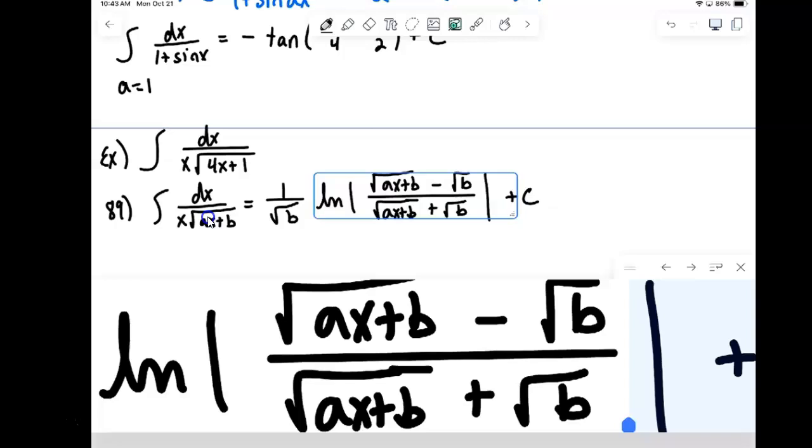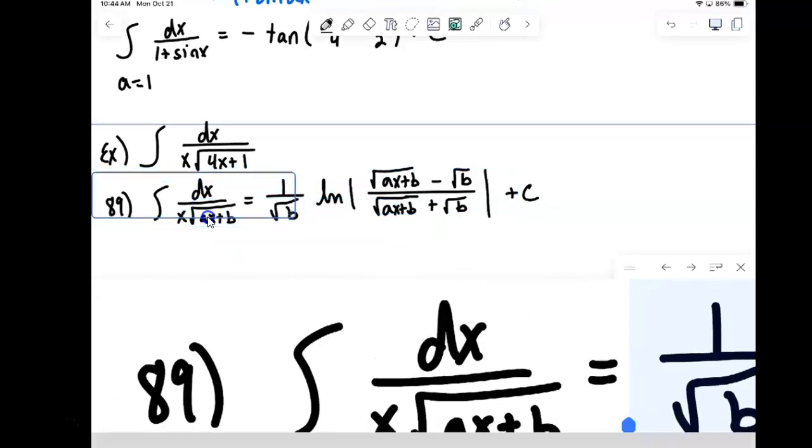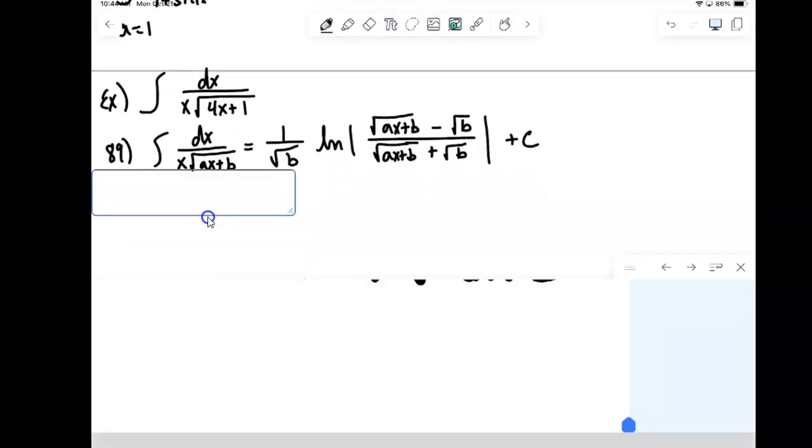A lot of these formulas have been generated through complicated techniques, sometimes even aided with a computer to come up with the formula. So we're just going to be using it.